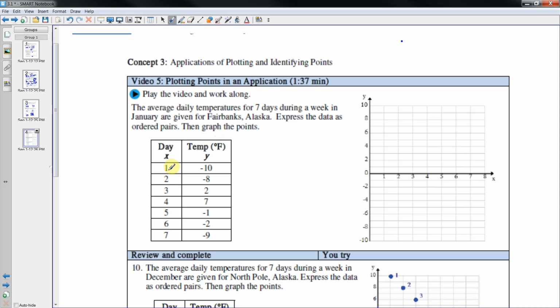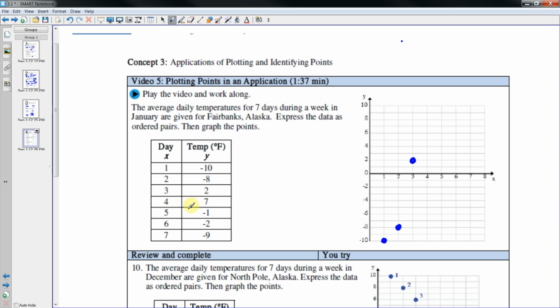So let's plot 1, -10. So over to 1. And then -10 would be down here. If I'm going to do 2, -8, let's keep going, over to 2, down to -8. This is nice because they're giving me nice points. They're not giving me fractions. So now I'm going to go over 3, but this time it's not negative, it's going to be up 2. So over 3, up 2. So there's a big difference between day 2 and day 3 in Fairbanks, Alaska.